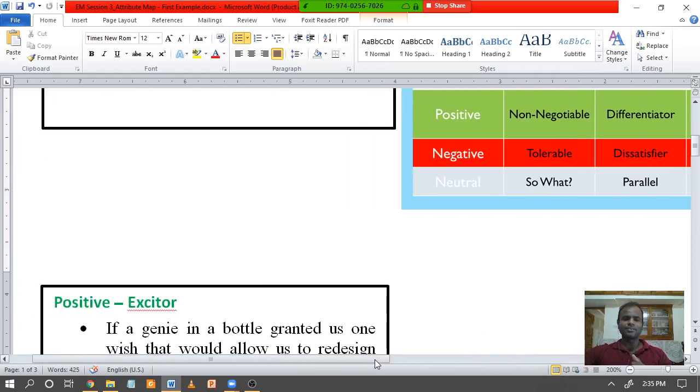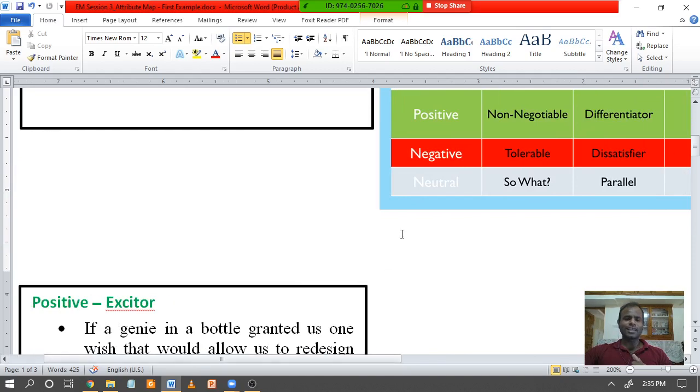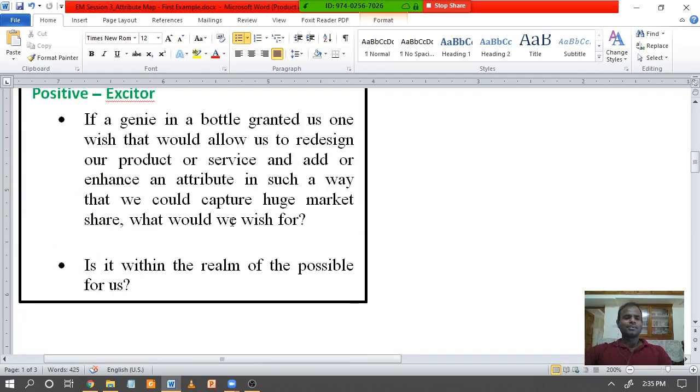Now the third thing that you should find out is the exciter. Okay, positive exciter. As I have put it here, if a genie in a bottle granted us one wish that would allow us to redesign a product or service and add or enhance an attribute in such a way that we would capture huge market share, what would we wish for? Now think innovatively.